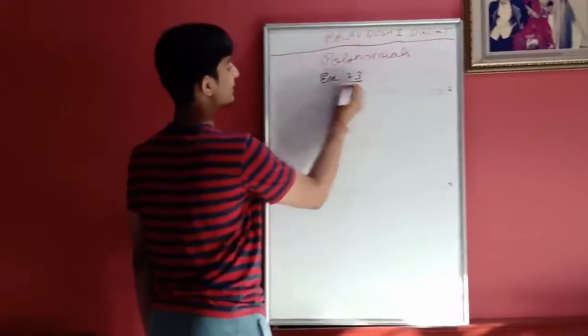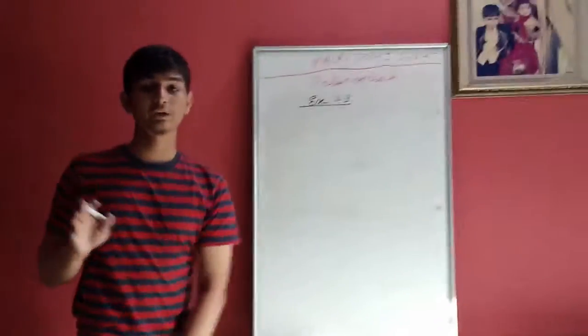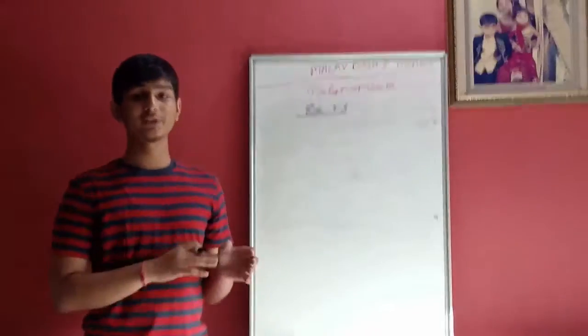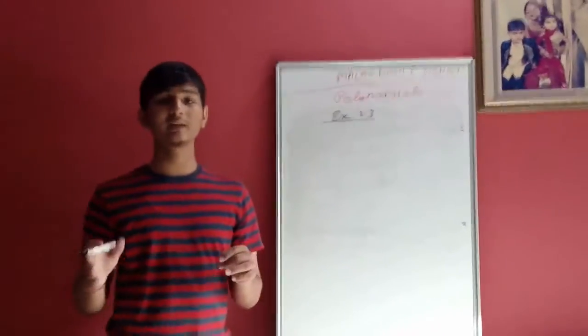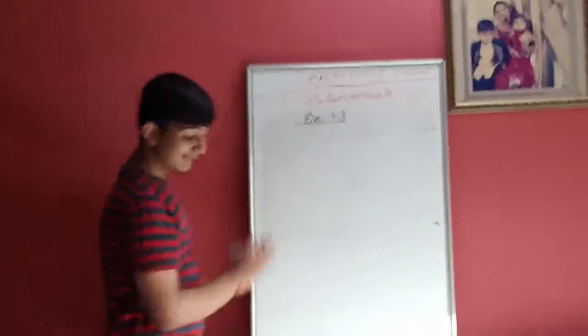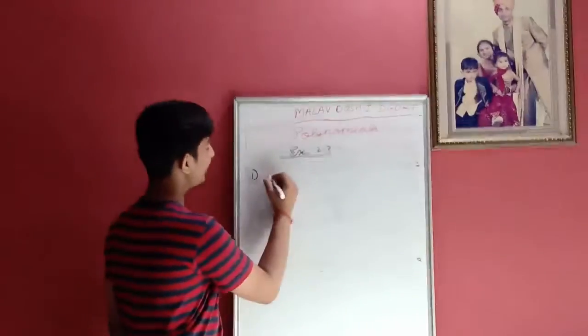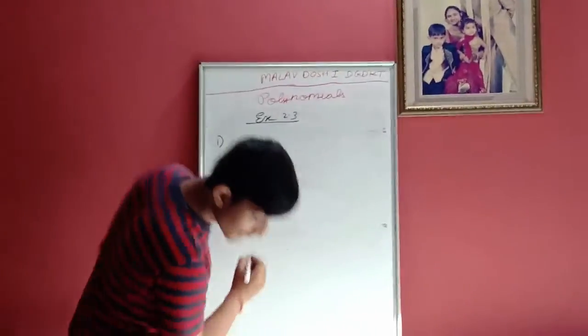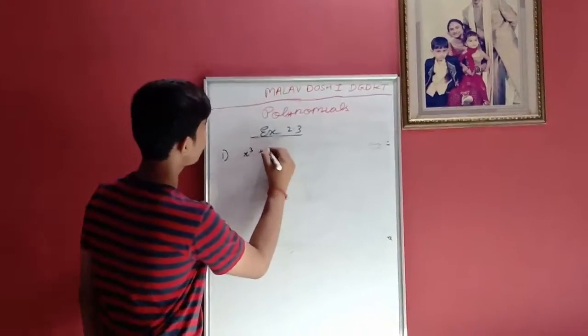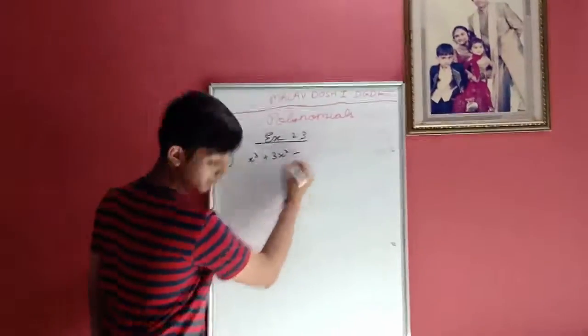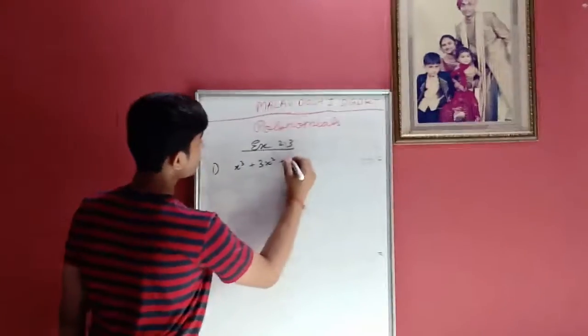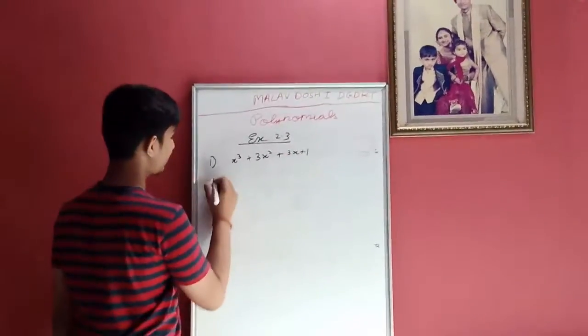I am going to exercise 2.3 because in exercise 2.2 it is only given to substitute the value of x and find whether it divides or not. So let's see exercise 2.3. The first question states: find the remainder of the expression x cubed plus 3x squared plus 3x plus 1. We have been given three conditions.